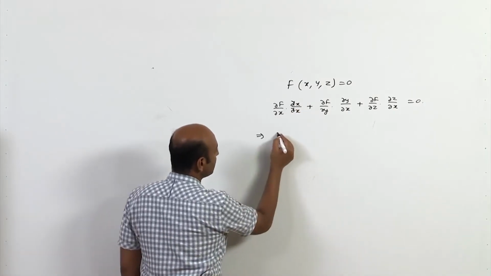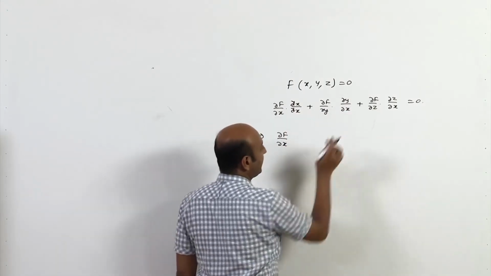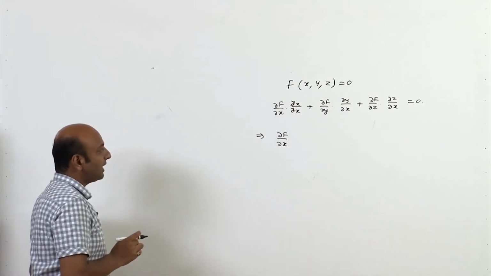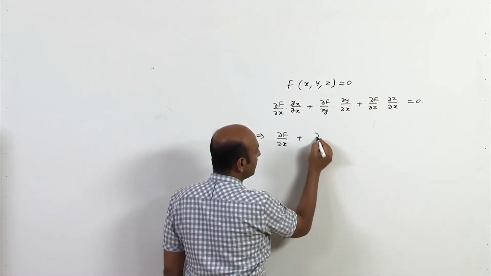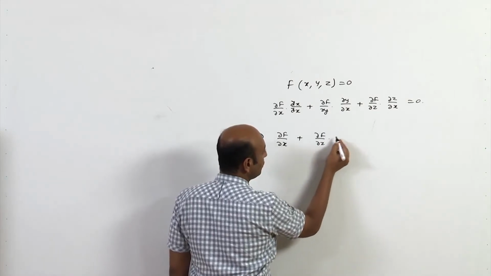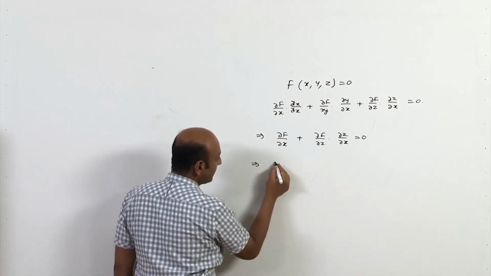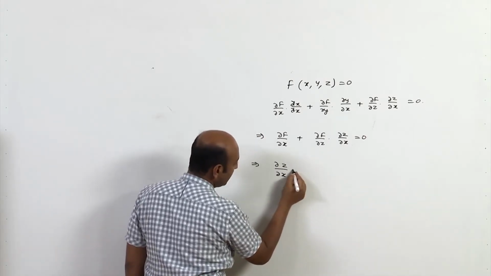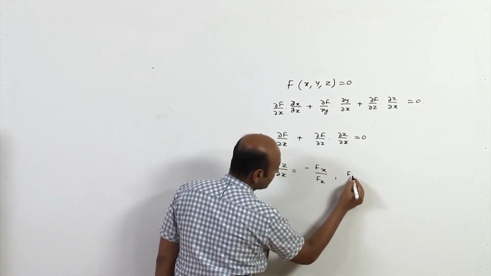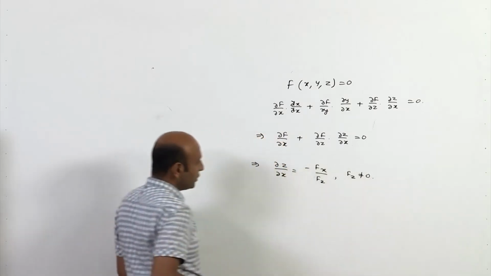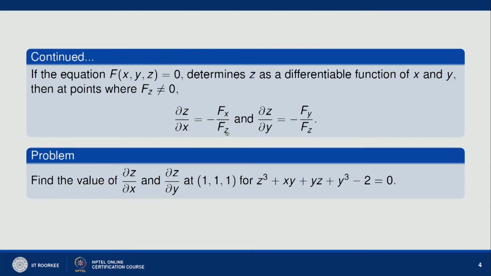Now, this implies del f by del x, this is 1. Now, y and x are independent, so del y by del x will be 0. So this will be 0 plus del f by del z into del z by del x equal to 0, and this implies del z by del x will be minus fx upon fz, provided fz is not equal to 0. So that is how we can obtain del z by del x, the first expression here in this PPT.